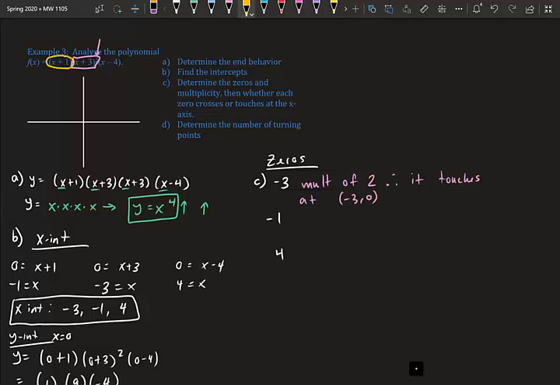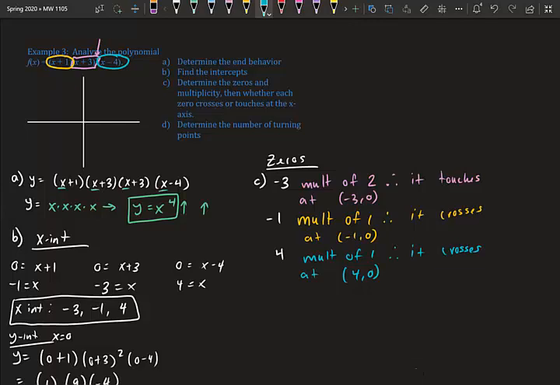Alright, our next one is negative 1. Negative 1 came from here, and since there's no exponent, it's actually a 1. There's always a 1. So it has a multiplicity of 1. Therefore, it crosses at negative 1, 0. And last but not least, we have our third zero of 4. So that came from x minus 4, and since there's no exponent, there's always a 1 there, so it has a multiplicity of 1. Since it's a multiplicity of 1, it crosses at 4, 0.